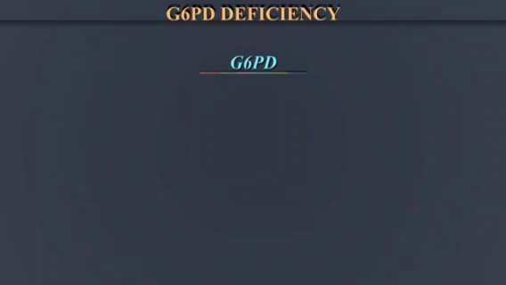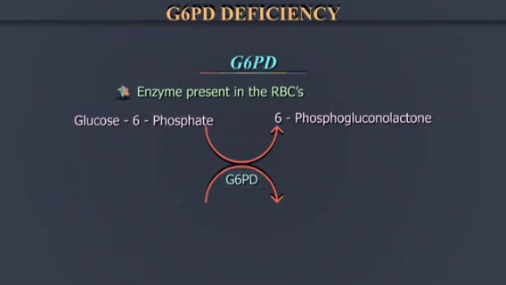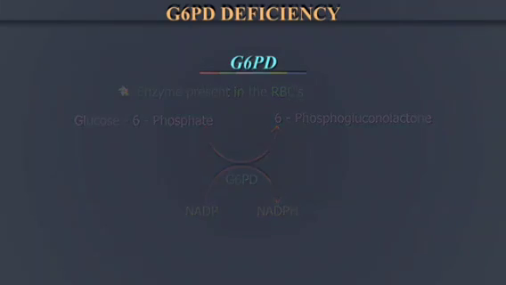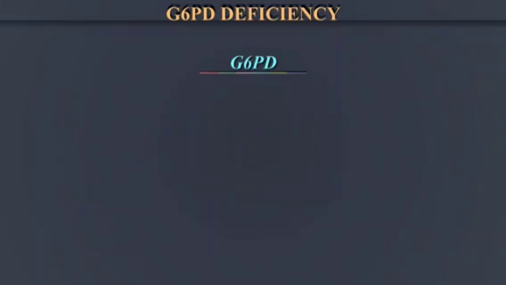What is G6PD? G6PD is an enzyme present in the RBCs, which catalyzes conversion of nicotinamide adenine dinucleotide phosphate, or NADP, to its reduced form, that is NADPH, in the pentose phosphate pathway. G6PD protects the RBCs from oxidative damage caused by certain drugs, infections, foods like fava beans, by producing the NADPH.